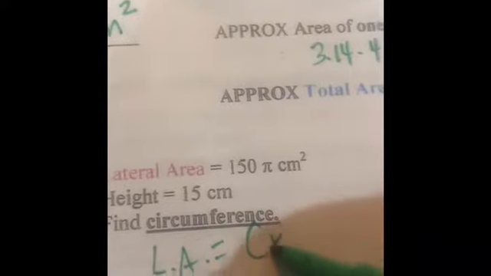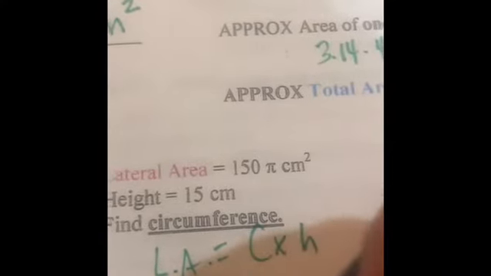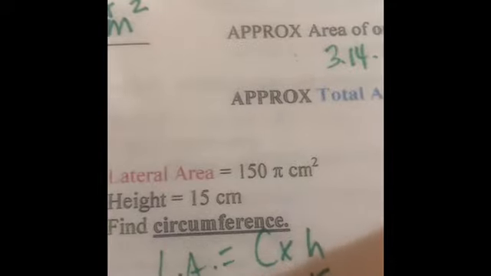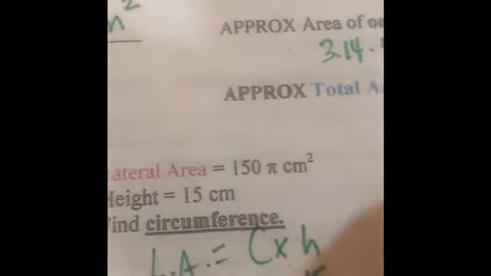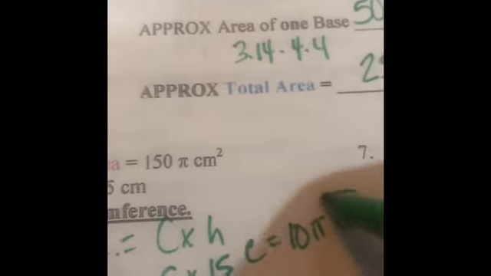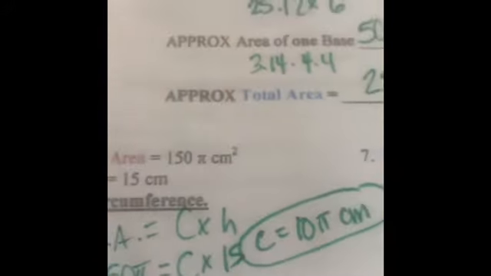Same thing here, I'll write out the formula again. Lateral area, circumference times height. 150 pi is circumference times 15. If I divide both sides by 15, circumference is 10 pi centimeters. Adding it back in for the units.